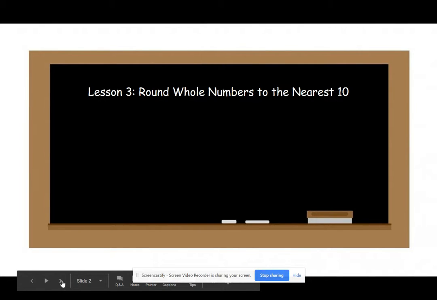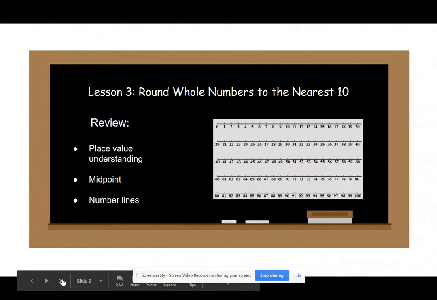Hello class! Today we will continue our lesson on rounding to the nearest 10. Today we are going to review place value understanding and midpoint, and remember the midpoint is located directly in the middle between two tens, and we will also be reviewing using a number line to model our thinking.